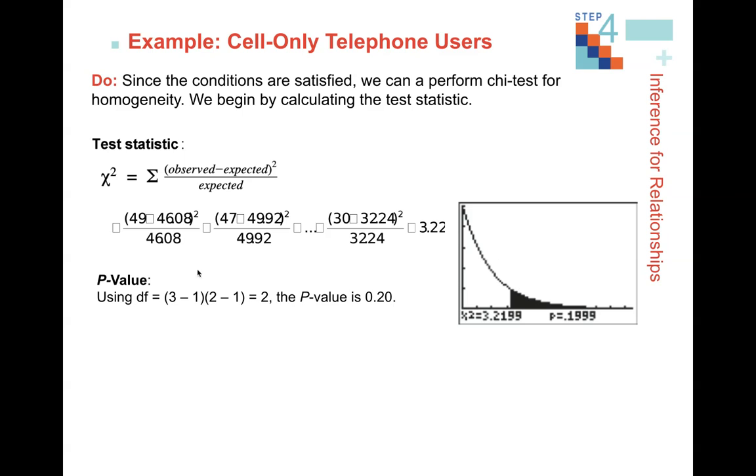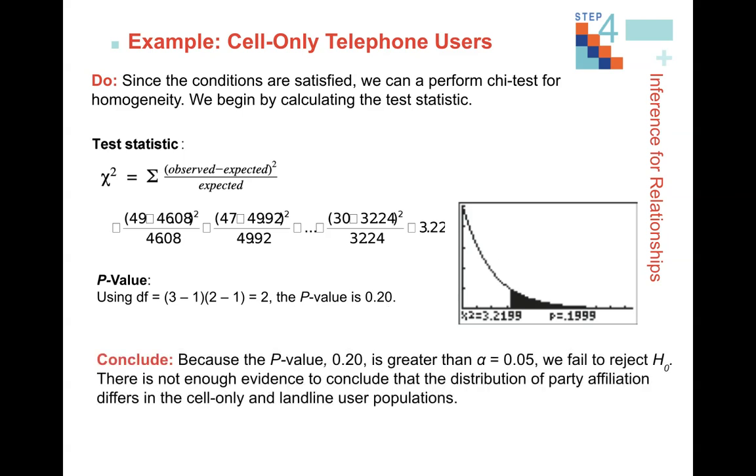Okay, so using your calculator, your p-value is 0.20. So a small test statistic, a small chi-square, means a pretty big p-value, right? So 0.20, that's a big p-value. You're not going to be able to reject the null.